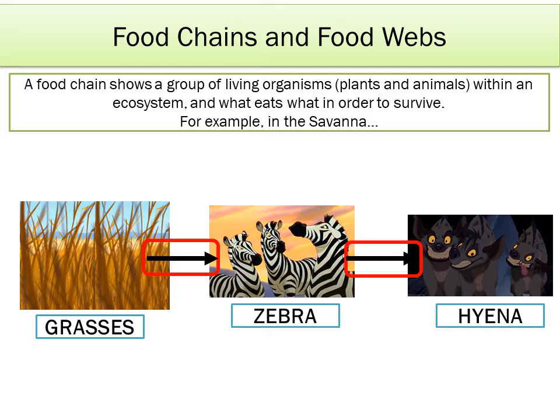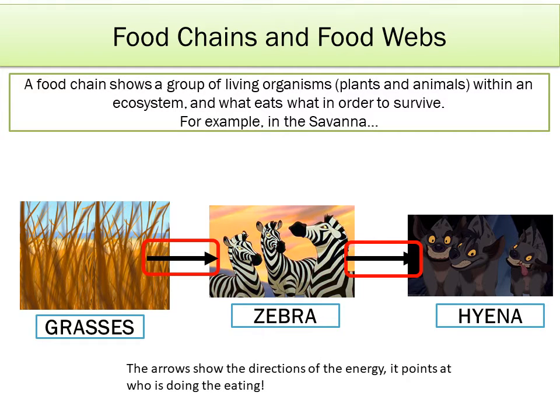Now, they always have to start with something that can make its own food. Normally plants, trees, greens, like for example here, grasses. Grasses are the producer because they produce their own food. Without them, the chain wouldn't be able to exist and it will never exist. So each one of these animals depends on the producer, the grasses.